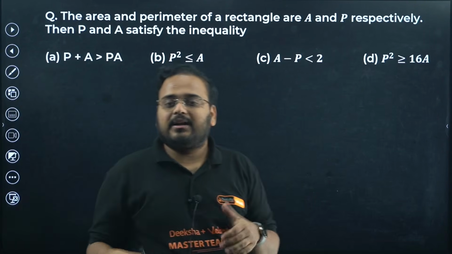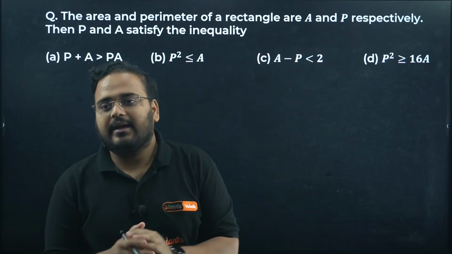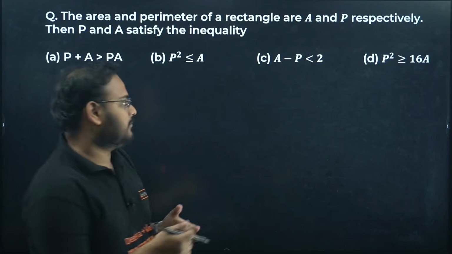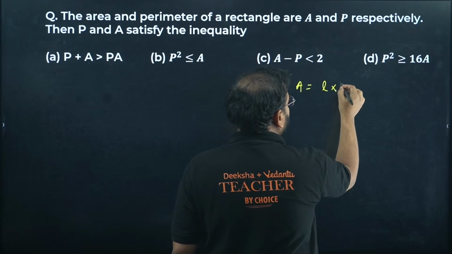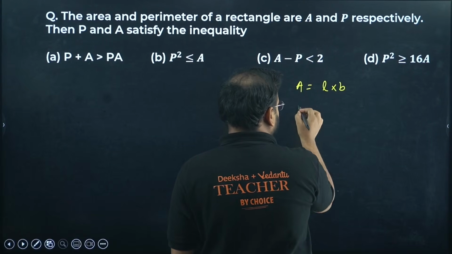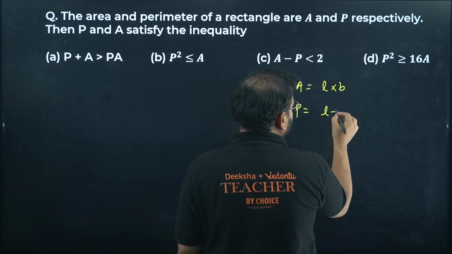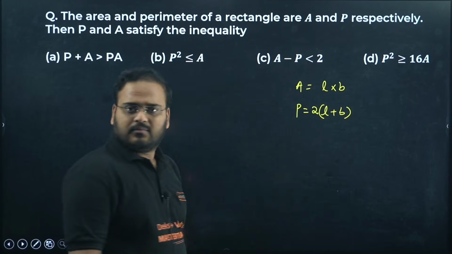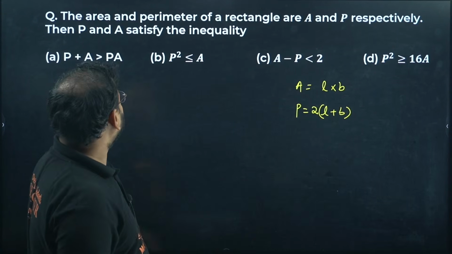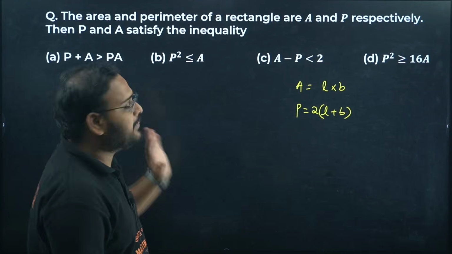The area and the perimeter of a rectangle are A and P respectively. Area of a rectangle is given by length into breadth. Perimeter of a rectangle is given by length plus breadth times 2. There's no problem. They're saying find the inequality which satisfies A and P.